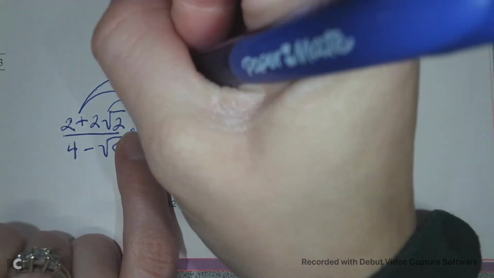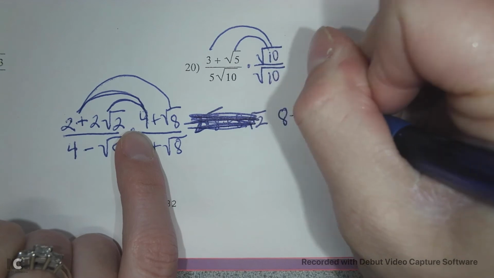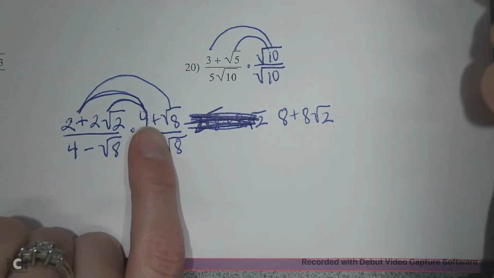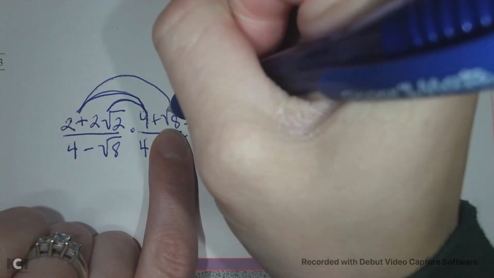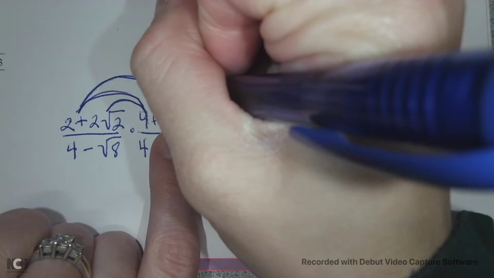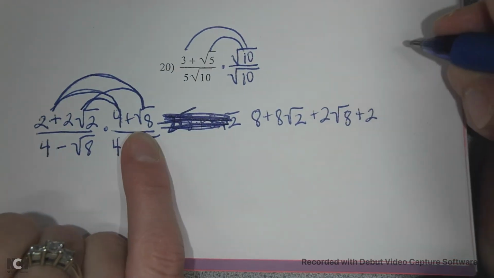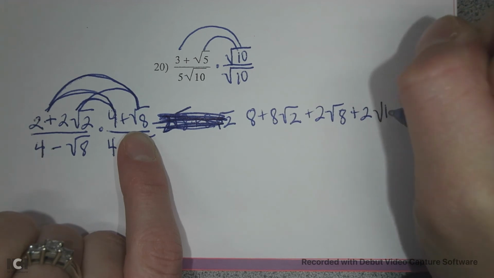One more time. 4 times 2 is 8. I had it right the first time. And then 4 times 2 is 8 root 2. Now we're going to keep going. 2 times root 8 is 2 root 8. And root 8 times 2 root 2 is 2 root 16.